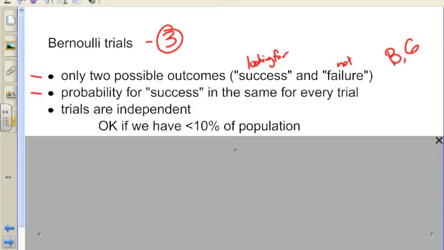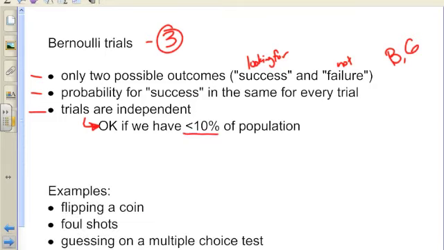All right, the second thing, probability for success stays the same in every trial. So our probabilities are not changing, which takes us right into the third one, which is that the trials are independent. So what happens the first time will not impact what happens the second. And we do have this small caveat that says, well, even if the trials are independent, if you have less than 10% of the population, it's okay, we can kind of sneak past anyway.